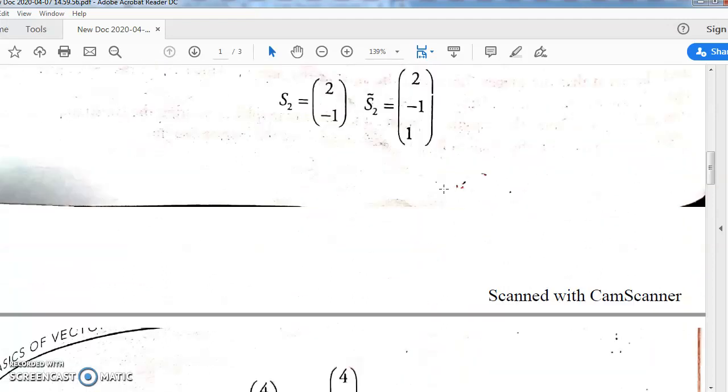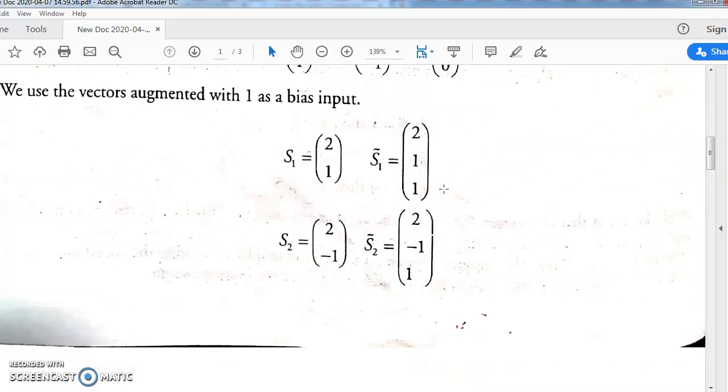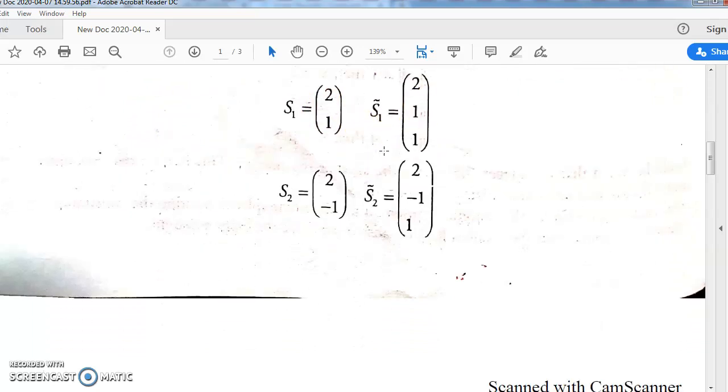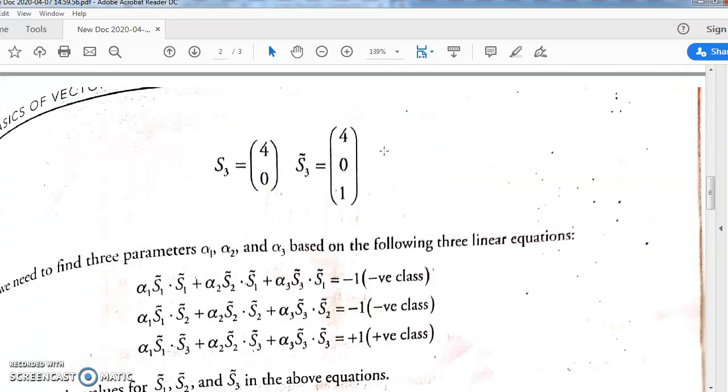Here we are augmenting these vectors, that's why they will be represented using this tilde symbol. This is the original vector S1 with only X and Y values. We are adding a bias input, that is, we are augmenting it. That's why it is represented with the help of the tilde symbol. So now we have three vectors with us.